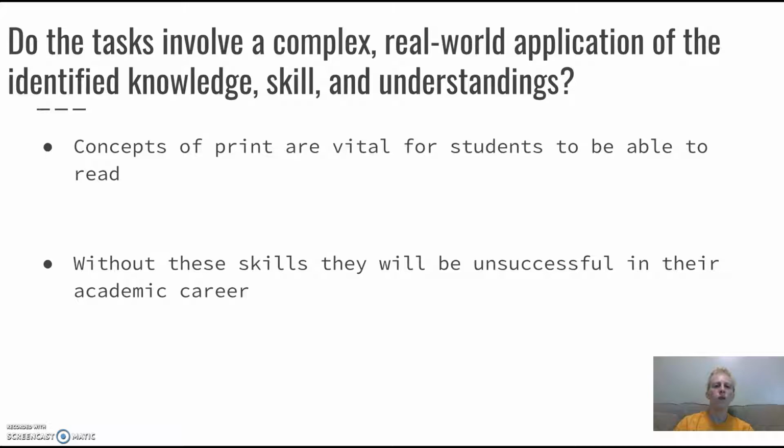Do the task involve a complex real-world application of the identified knowledge, skill, and understanding? I would say yes. As a kindergarten teacher, I feel that concepts of print are vital for students to be able to read. Without them, students will have an unsuccessful academic career.